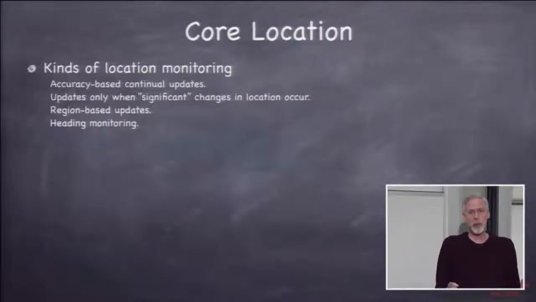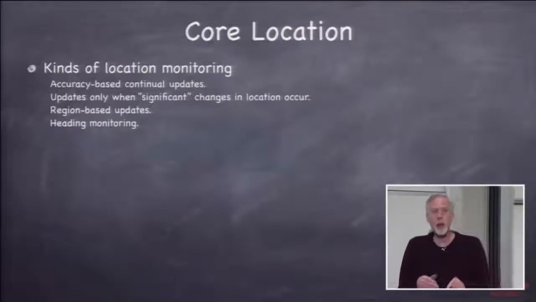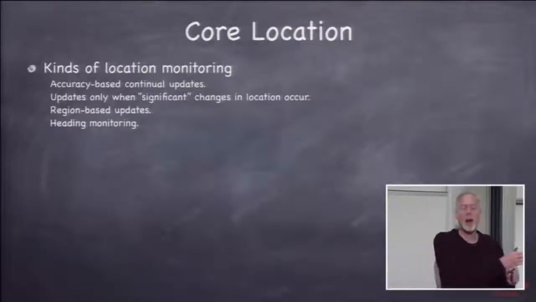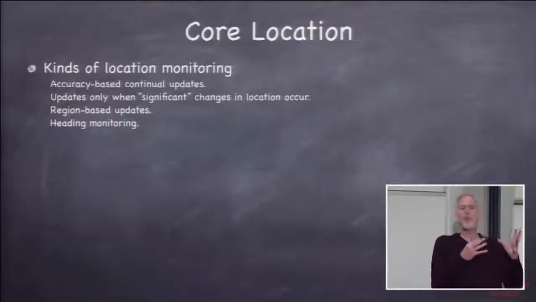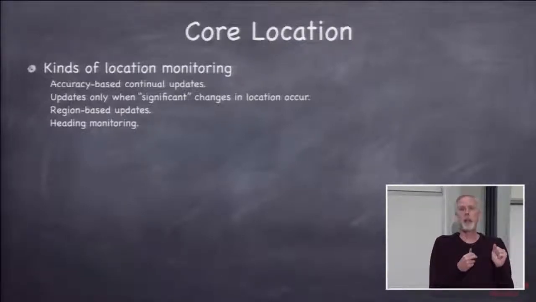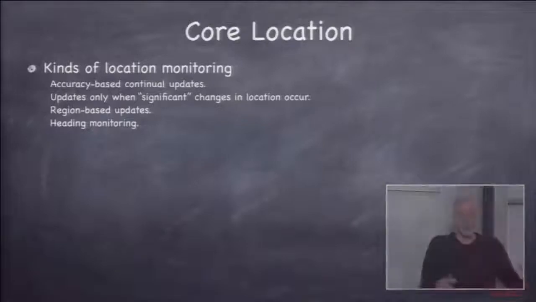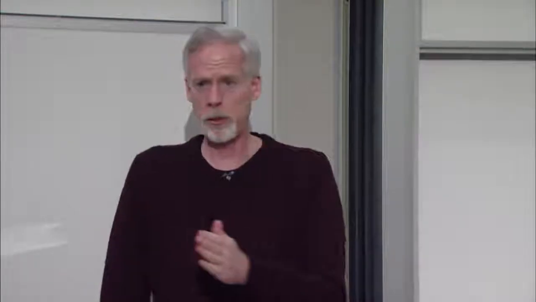You also have region-based updates. Put a little circle around the dry cleaners. When you walk by or drive by, it'll tell you, oh, you're by the dry cleaner. So that's region, and you can set up little circular regions, beacons. We'll talk about those. And then you can also monitor your heading. Which way am I walking? That might be using a compass, might be using just GPS. It just depends on what the device has.